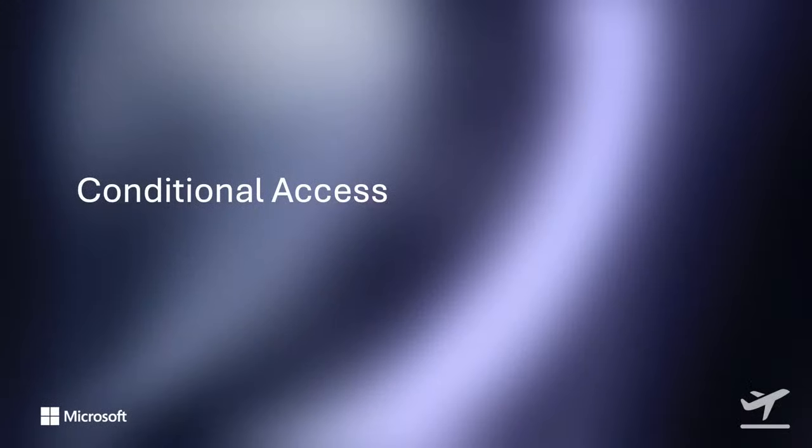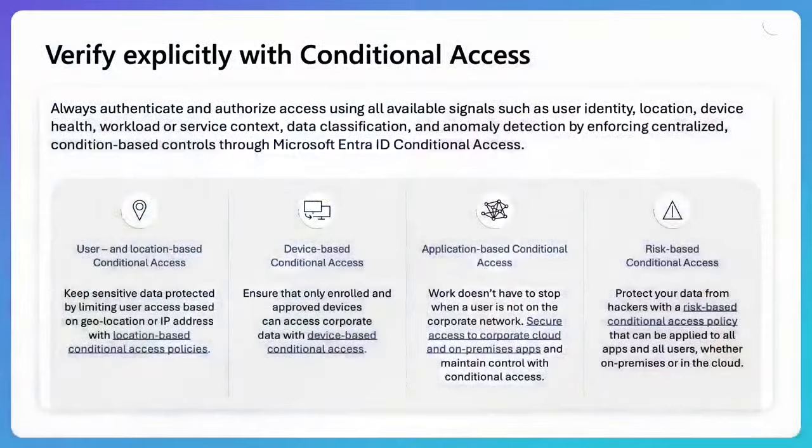Now we're going to pivot to what I consider to be probably the cornerstone of our entire Zero Trust story. It's conditional access. And when we look at conditional access, this is really our policy enforcement engine, as referred to by NIST, where we're actually making decisions as to whether or not a user, a device, or even an app gets access to certain resources. And this could be user and location-based conditional access. It could be device-based conditional access. It could be application-based conditional access.